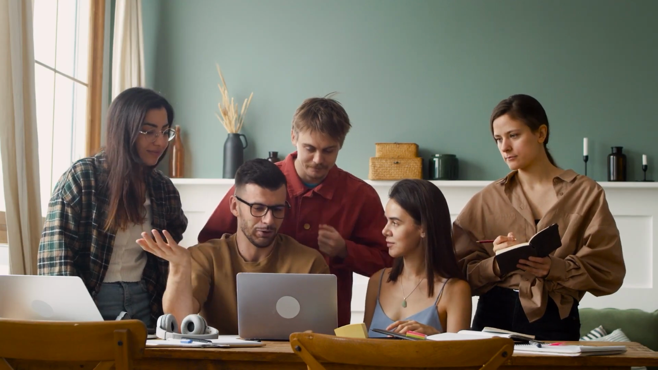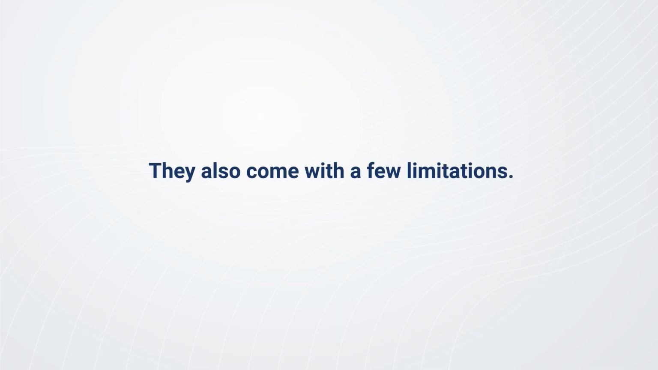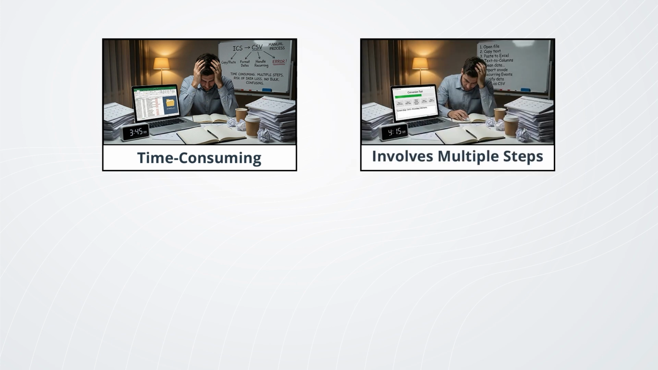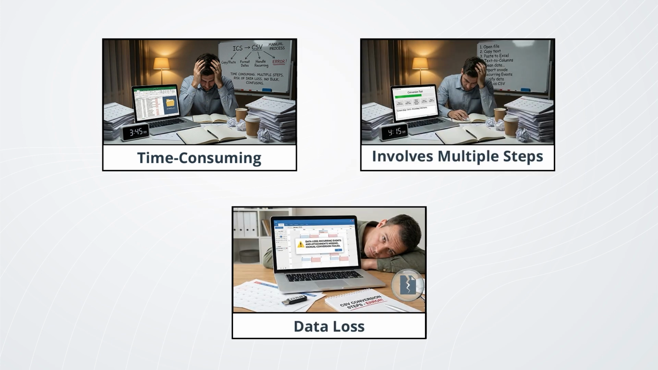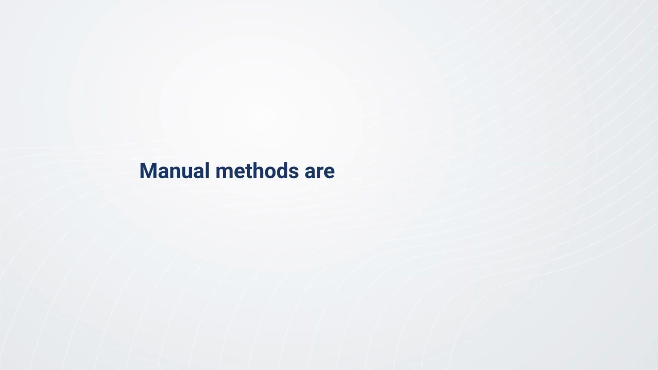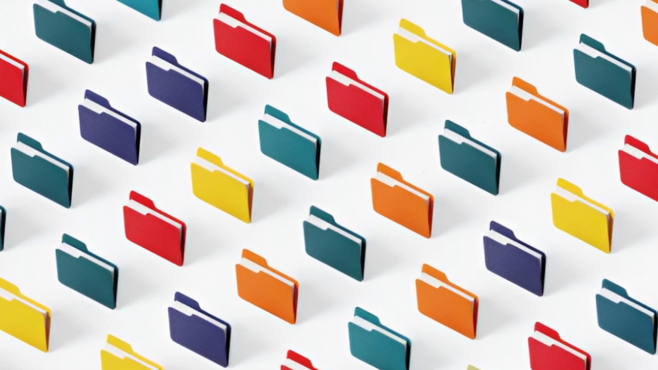While manual methods let you convert ICS to CSV for free, they also come with a few limitations. The process is time-consuming, involves multiple steps, and increases the risk of data loss, especially for recurring events or attachments. Manual methods are best for small files, as they don't support bulk conversion and can be confusing for some users.